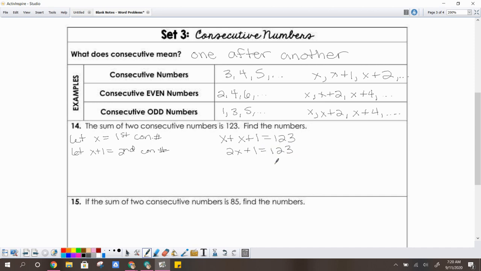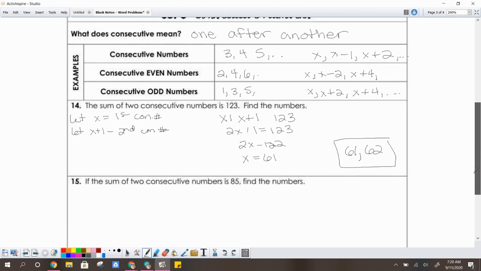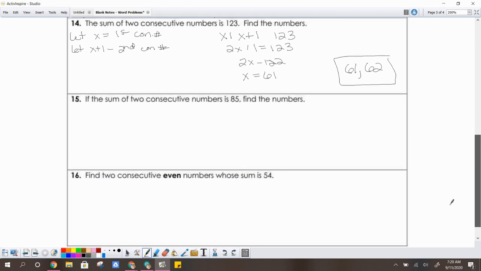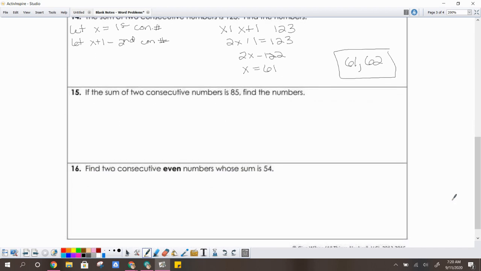So we combine like terms. We got two-step equations, so now we're going to subtract 1 from both sides. And then divide by 2. So that means our first number is 61, and then it wants the next consecutive number, so that would be 62. Okay, pretty simple. So number 15 says the sum of two consecutive numbers is 85. Find the numbers. So pause, try this on your own.